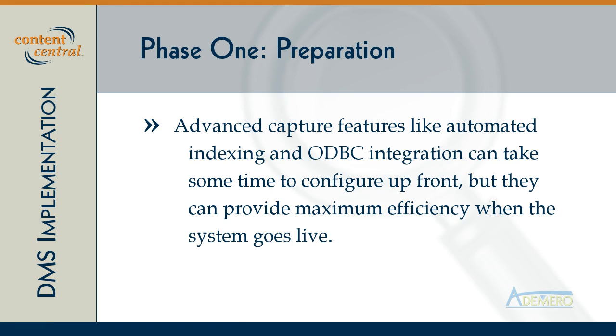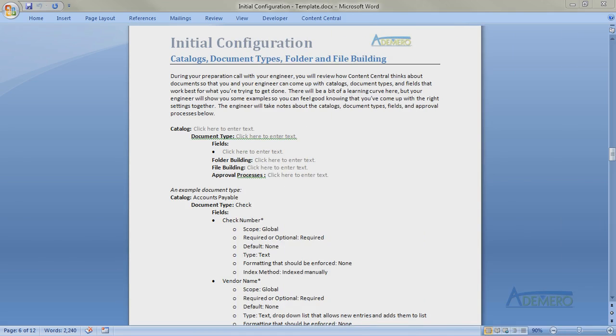For each of your document types that you have in mind from before, we need to figure out what fields the system should ask you for and how these fields should be configured. We also need to figure out how we would like the documents in each type to be filed away.